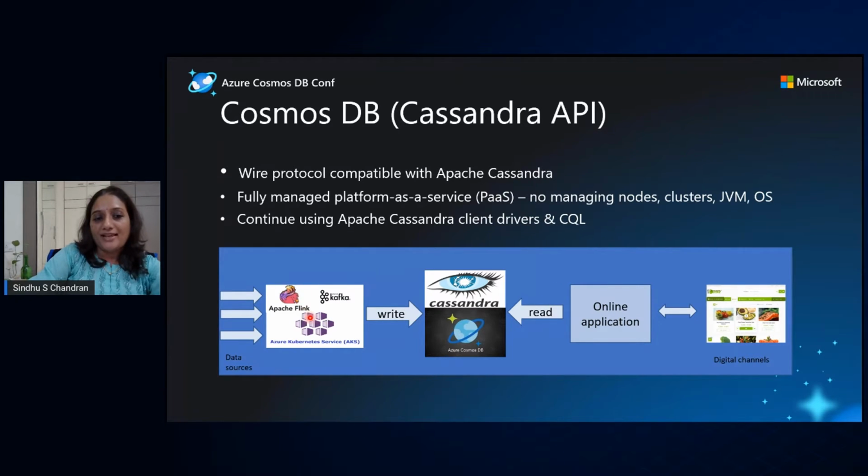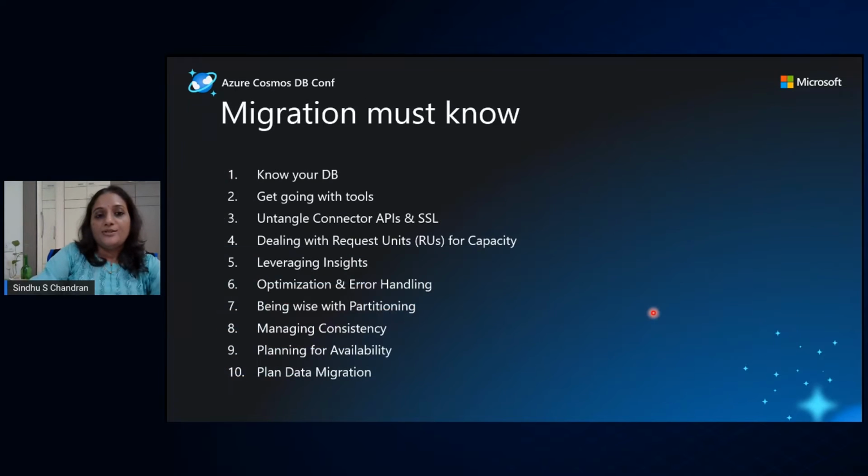So this is the kind of setup that they are moving to, where they will continue to use their Flink and Kafka based data pipelines hosted on Azure Kubernetes Service and writing to Apache Cassandra provided on Cosmos DB, from where the online application will read this data based on the requirements of the digital channels that this empowers.